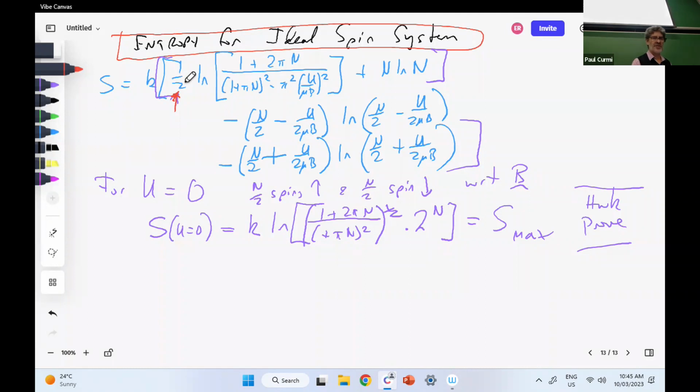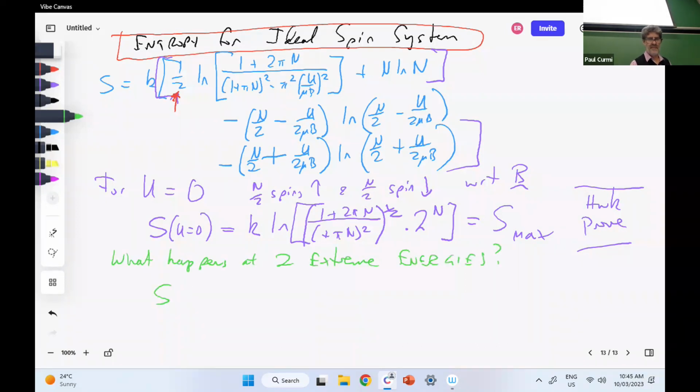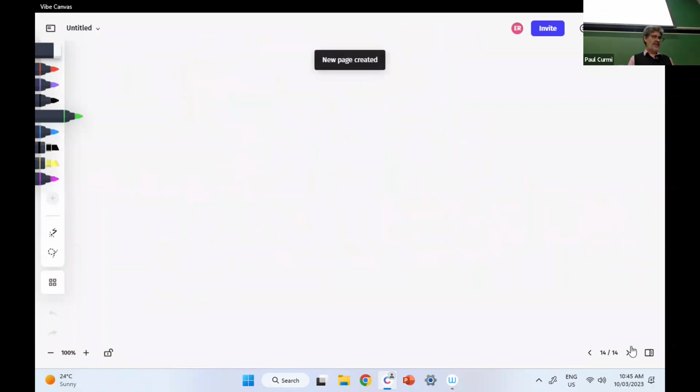But what happens at two extremes? What happens if I have the two extreme energies, all spins aligned or all spins anti-aligned? What's the entropy? 0. Okay. So if I have all spins aligned, I have only one microstate. Let me write that down.